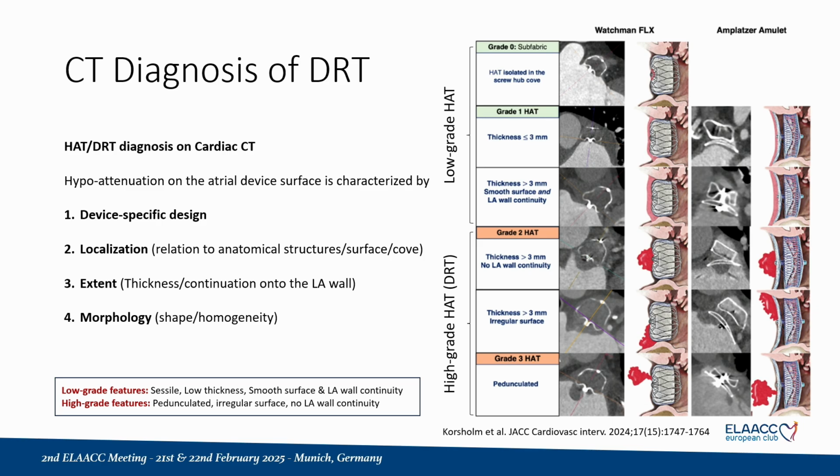And then we look at low-grade and high-grade features, where the high-grade features we have defined are a pedunculated appearance of the hyperattenuation, an irregular surface of the hyperattenuation, and there is no LA wall continuity. And grading of 2 or 3 is considered definite device-related thrombosis, whereas low-grade changes is more likely to be device healing, and we do not treat that.